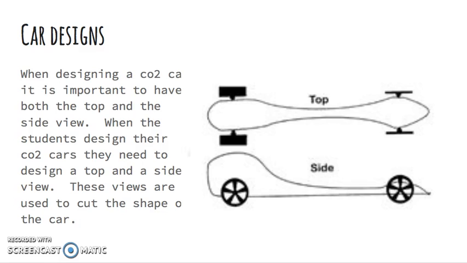CO2 car designs. When designing a CO2 car, it's important to have both the top and the side views. The reason you do this will be shown later on, but when you decide you're going to cut out your car, you put the side view on the side, top view on the top, and then you cut it out, and that gives you both sides of it. So you cut the side view out first, you'll tape it to it, then you'll cut the top view out, and then when it's said and done with, you will have your car in the middle. And like I said, that'll be shown a little later on.